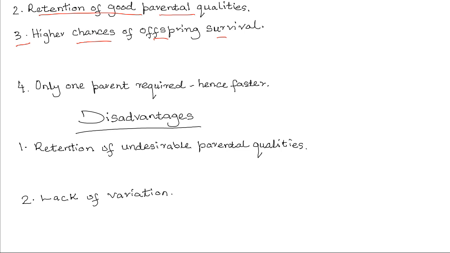One is that since the offspring are genetically identical to the parent, it means that there is retention of undesirable parental qualities. And then secondly, again, since the offspring are also identical with one another, there is lack of variation. And because of the lack of variation, the species does not adapt at all or adapts very slowly to changing environmental conditions, thus can easily become extinct.